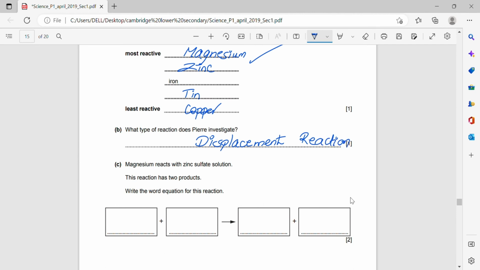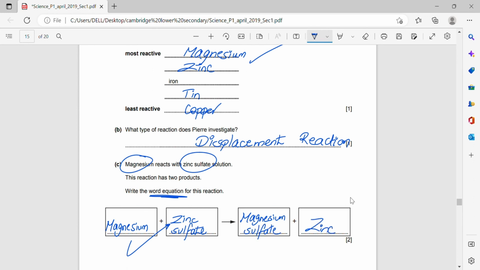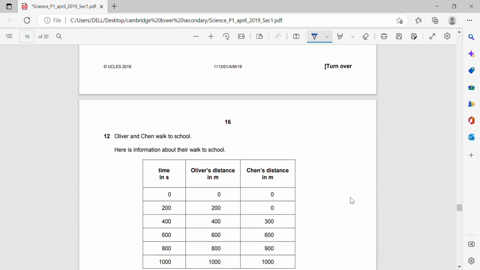Okay. Magnesium reacts with zinc sulfate solution. This reaction has two products. Write the word equation for this reaction. So we said magnesium with zinc sulfate. Here magnesium and here zinc sulfate. What will happen? We said magnesium is more reactive, so magnesium will displace the zinc, giving me magnesium sulfate plus zinc. That is our word equation. Next question.